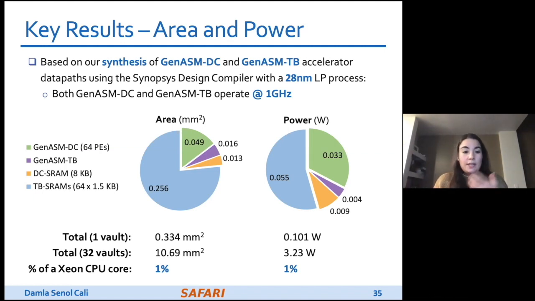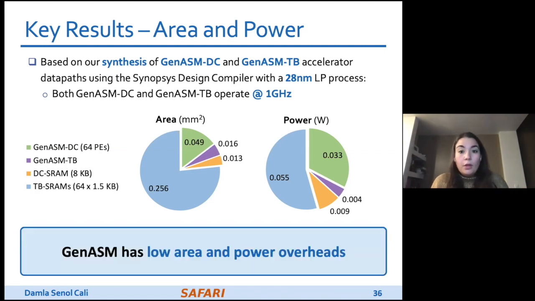So these may not make a lot of sense to you. To give a comparison, we observe that both area and power consumption of GenASM at a single vault is around 1% of the area and power consumption of a single Xeon CPU core. So we find out that GenASM has low area and power overheads, which is important.